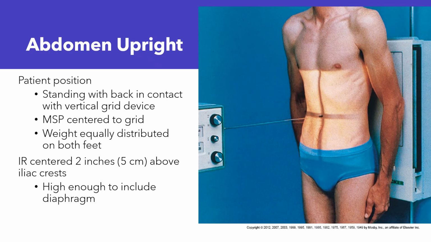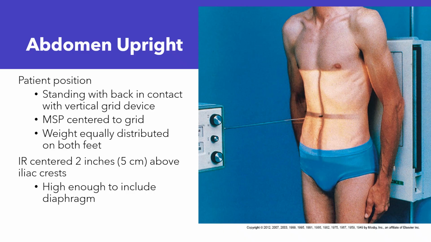All right, for our upright abdomen, the point of the upright abdomen is the diaphragm and any free air, peritoneal air, that might be trapped underneath it. So we want our patients standing, and typically we don't want them immediately standing and shoot. We want them standing, get them into position. I think the recommendation is 4 to 5 minutes.